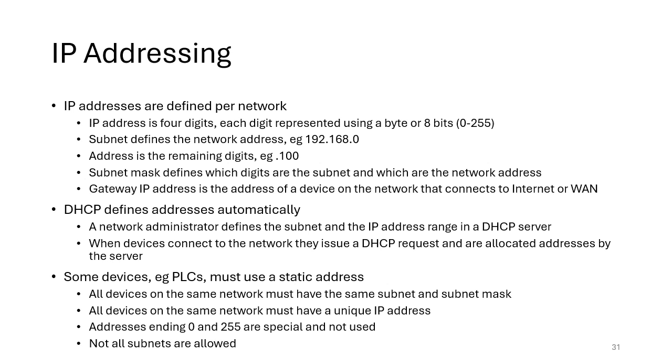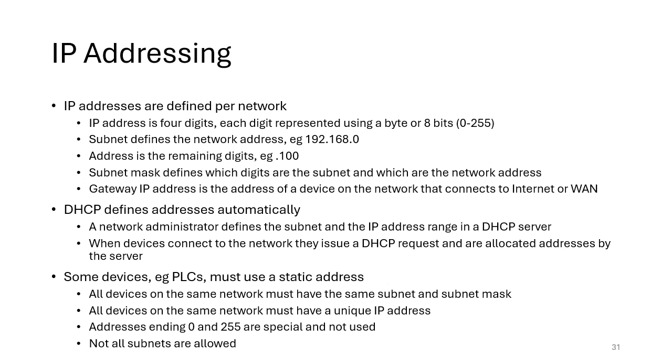As I said, with PLCs though, they normally don't use DHCP. So for those, you do have to use what's called a static address, and you have to configure it accordingly. So every device on the same network must have the same subnet and subnet mask, but they must have a unique IP address. And there are some special addresses.